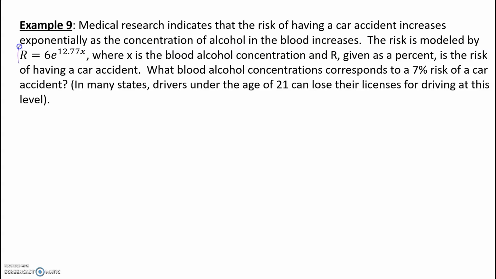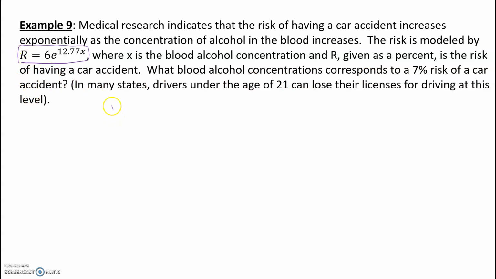All right, so this one, they give you an equation that models the risk of having a car accident as the alcohol level in your blood increases. So the risk as a function of how much alcohol is in your system. X is the blood alcohol concentration, and R is given as a percent, and it's the risk of having a car accident with that much alcohol in your system. So this says what blood alcohol concentration corresponds to a 7% risk of a car accident.